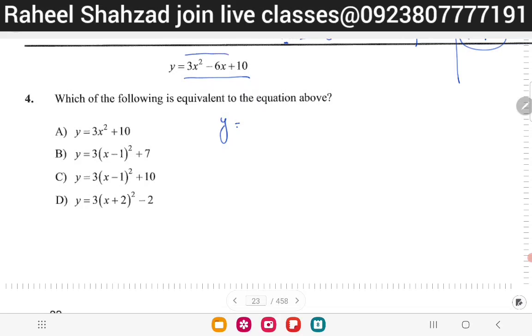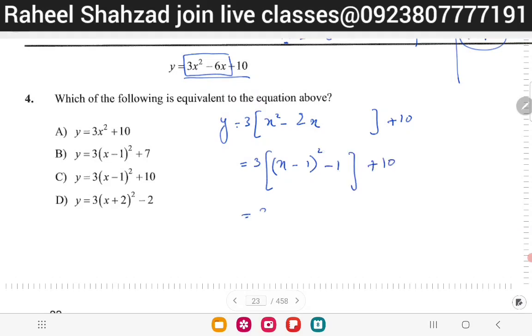Y equals, you can take 3 common out of it. That makes it x square minus 2x plus 10. And you can write it as x minus 1 whole square minus 1 plus 10. And this is going to be 3 times (x minus 1) whole square minus 3 plus 10. That is 3(x minus 1) whole square plus 7. So 3(x minus 1) whole square plus 7 is B, the answer for this part.